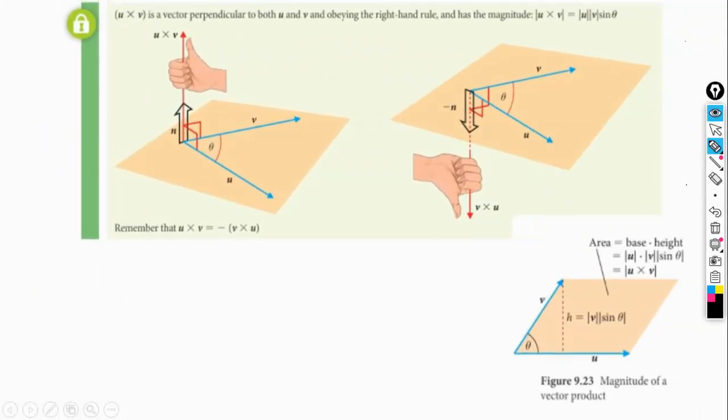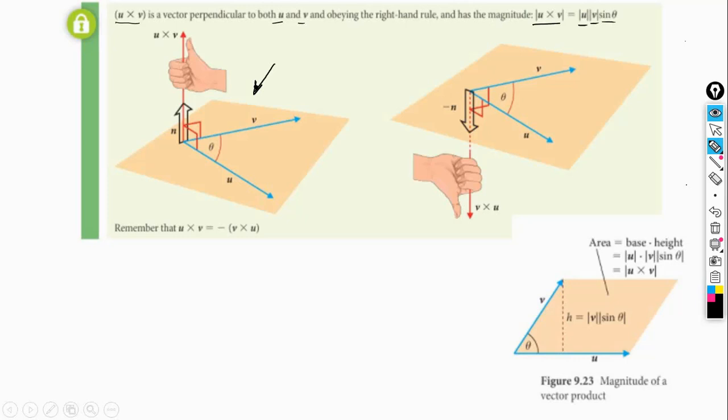So recall that the cross product of u and v is a vector that is perpendicular to both u and v, and it obeys the right-hand rule, as you can see in this illustration here to the left. And then it has a magnitude of the absolute value of u times v, which is the modulus of u times v, and this is equal to the magnitude of u times the magnitude of v times the sine of the angle between the vectors.